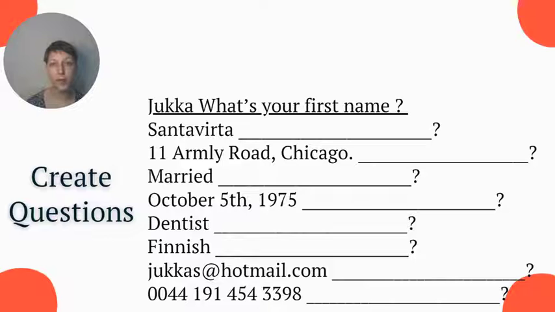Now we're going to practice creating questions when we know the answers. We've done this a little bit before in previous lessons, but let's continue practicing to get better. So the first answer is Jukka. So the question is, what's your first name? So this is like doing an online form. If the answer was Santavirta, what do you think the question might be? We already know Jukka is the first name. So remember, this is capitalized, so it's a proper noun and it's probably a name. So if we already know the first name, the second name is probably the family name or the last name. So take a look at each of these answers and try to come up with what the question probably is.